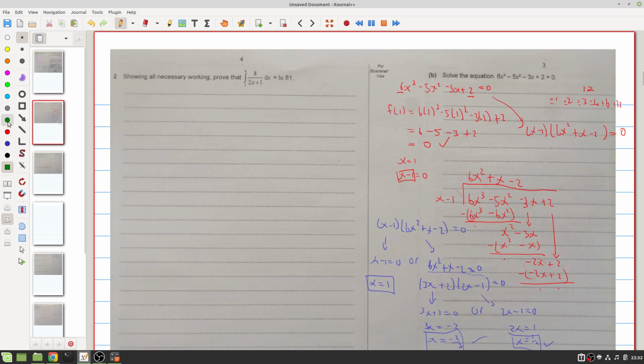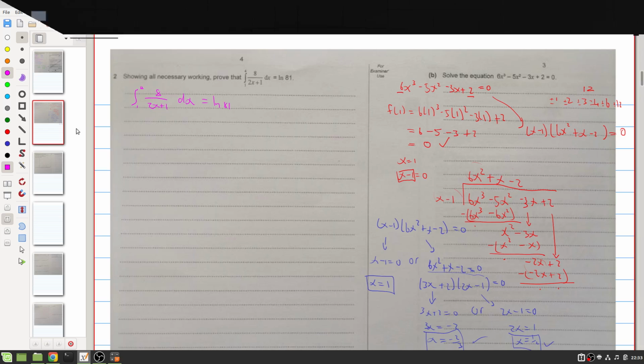Question 2. Okay, so for question 2, showing all necessary working, prove that the integral, let me just rewrite that, maybe you can't see it as clearly there, the integral from 1 to 4 of 8 over 2x plus 1 with respect to x is equal to ln 81. Okay, we have to prove this. So basically we have to do the integration here and just show that that's equal to ln 81.